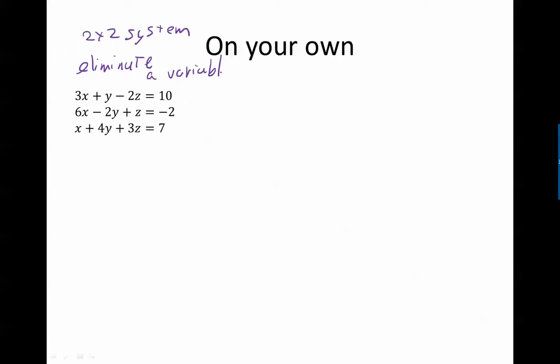So I'm looking at this and I'm thinking, which of these is going to be the easiest to eliminate? Well, I've got a regular x there, a regular y there, a regular z there. So they're all going to have common factors to share, which means it really doesn't matter which one we eliminate. I'm going to choose z. I'm going to eliminate z by choice here.